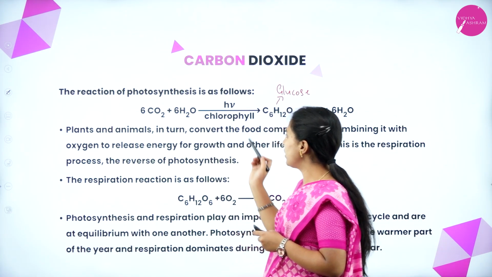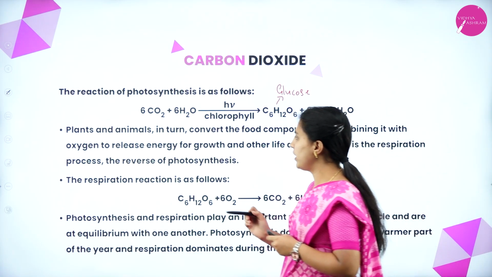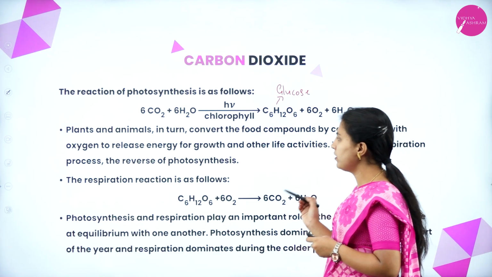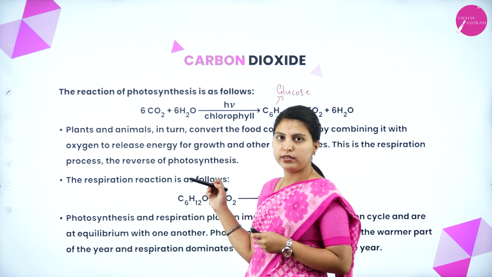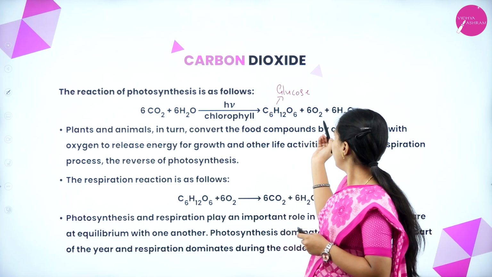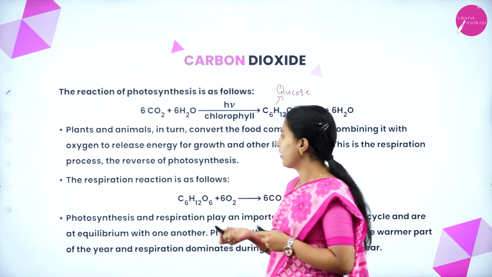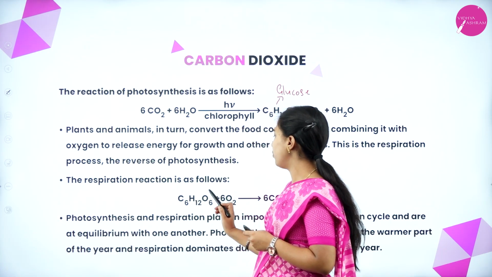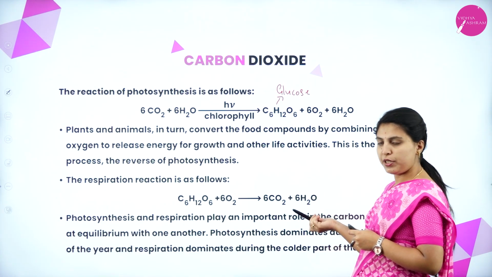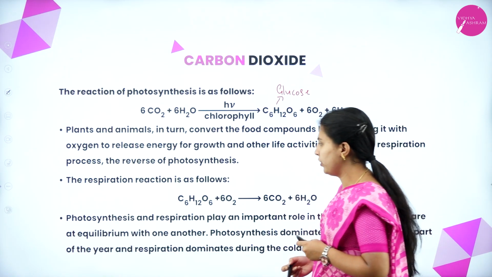Plants and animals in turn convert the food compounds by combining them with oxygen to release energy for growth and other life activities. This is the respiration process, the reverse of photosynthesis, in which oxygen is used to give carbon dioxide. The respiration reaction is as follows: glucose and oxygen are used in the respiration process and it gives carbon dioxide and water.